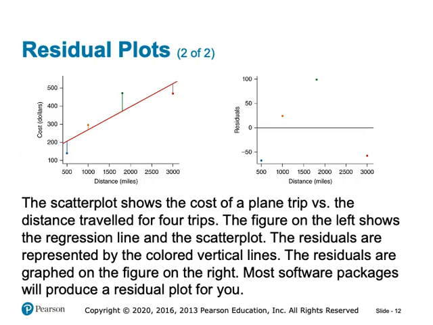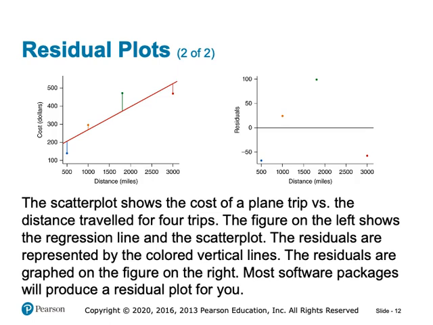Let's now take a closer look at an example using residual plots to evaluate our linear regression model. On the left side of this slide, you see a scatter plot that shows the cost of a plane trip plotted against the distance traveled for 4 different trips. The red line in this graph represents the regression line, which is our model's prediction of the relationship between distance and cost. The colored vertical lines connecting the data points to the regression line are the residuals. These residuals show how far each actual data point deviates from the predicted value on the line.